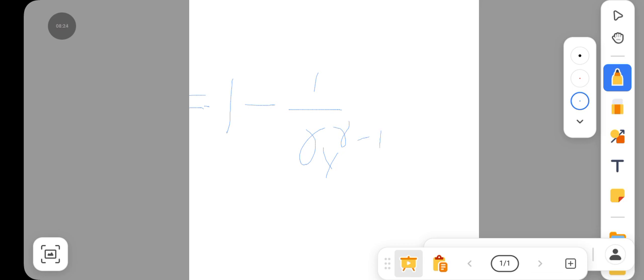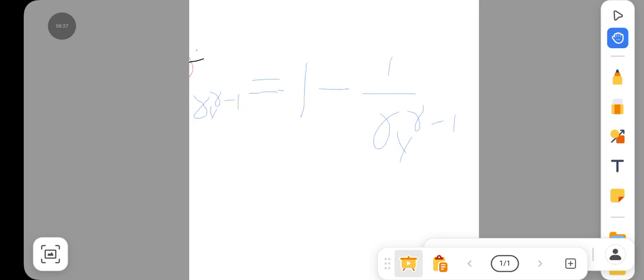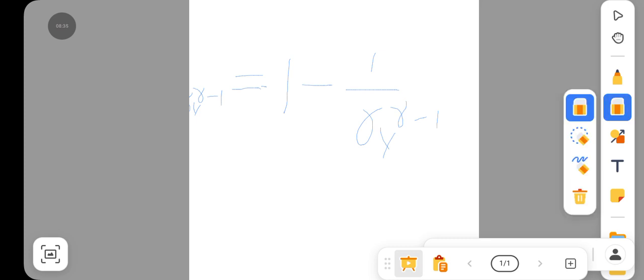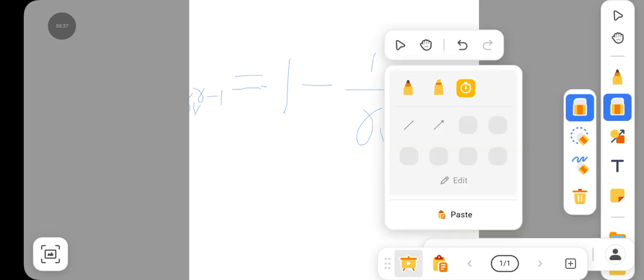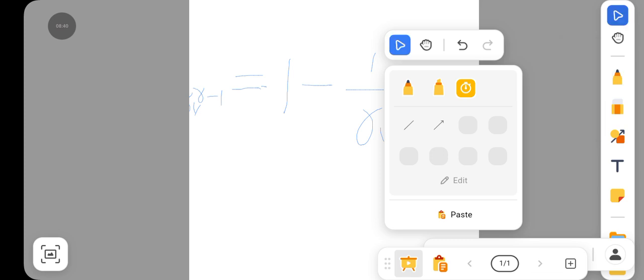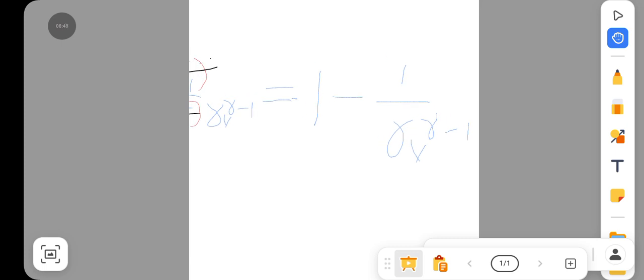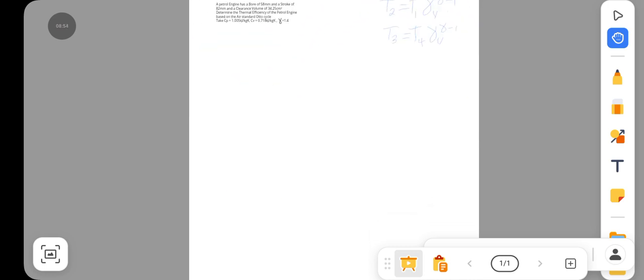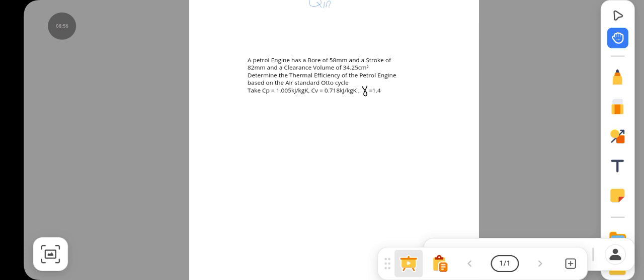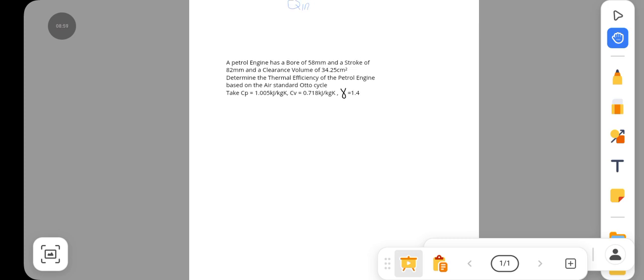So now this is going to be our formula for the efficiency, and this is another formula that is used commonly in the concept of efficiency here. Since we have this now, we can use this formula in our question, which we are given down here, that is this petrol engine question. That means what we need to get is our compression ratio.